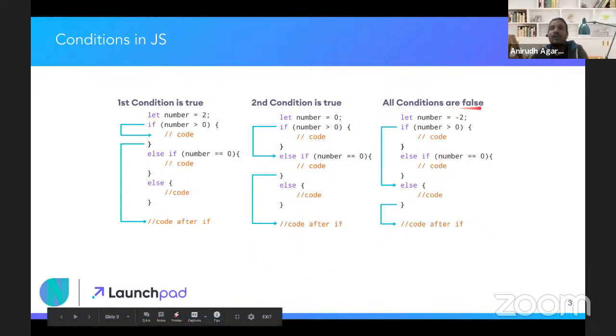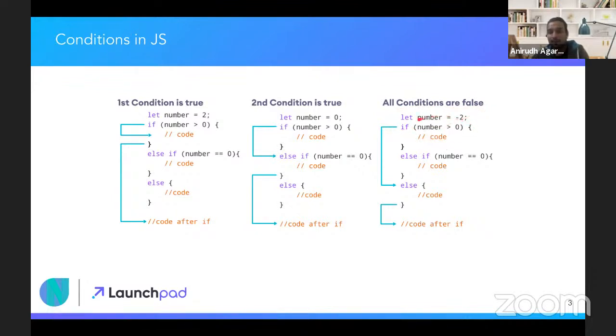And what if all the conditions are false, right? If number is -2, the number is not greater than 0, and the number is not equal to 0 either. So it will just go to your else block, this else block will then execute, and then it will finish, right?